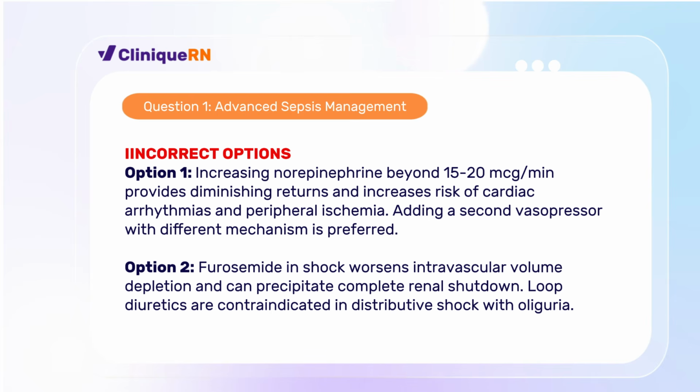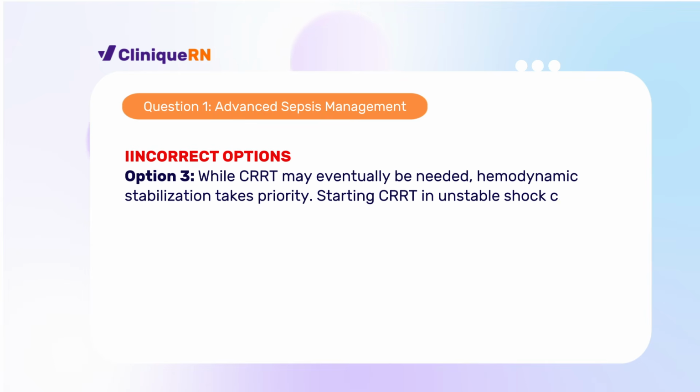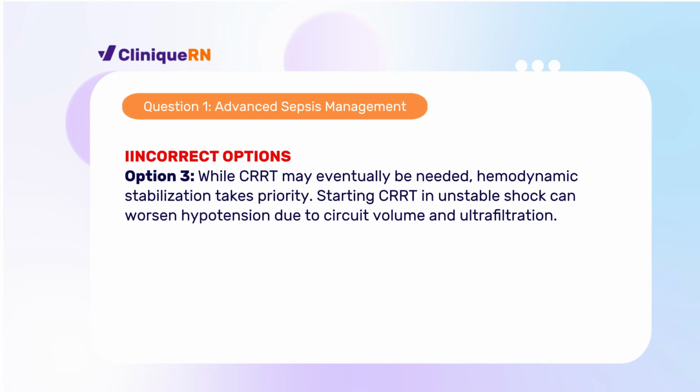Option 2. Furosemide in shock worsens intravascular volume depletion and can precipitate complete renal shutdown. Loop diuretics are contraindicated in distributive shock with oliguria. Option 3. While continuous renal replacement therapy, CRRT, may eventually be needed, hemodynamic stabilization takes priority. Starting CRRT in unstable shock can worsen hypotension due to circuit volume and ultrafiltration.